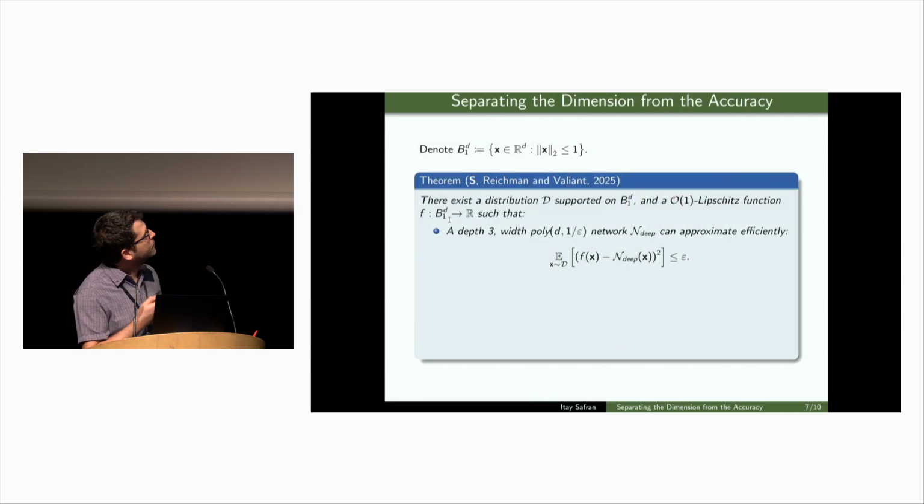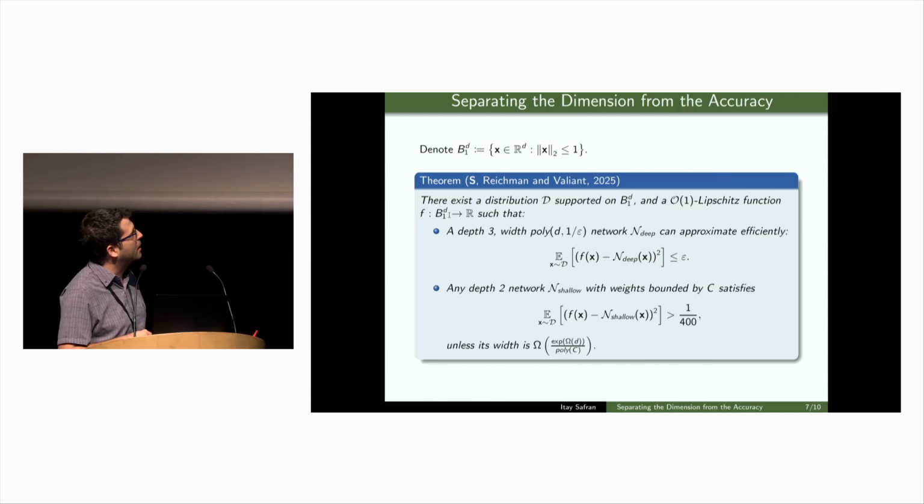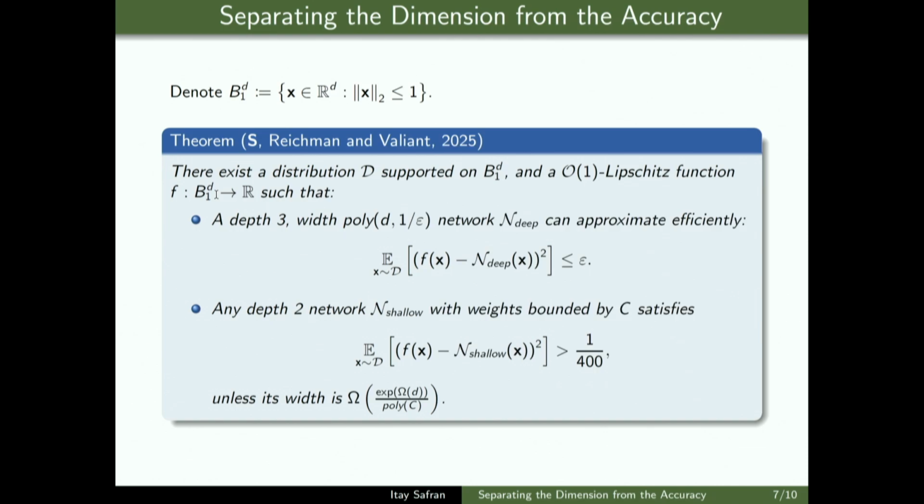Our result, more specifically, is the following, in the same flavor as the previous results. There exists a depth 3 approximation which is efficient, requires polynomial width in all the relevant problem parameters, where the distribution is supported on a domain of bounded radius, with respect to a target function which has a constant Lipschitz parameter, and where the accuracy lower bound for depth 2 is also an absolute constant. So we cannot approximate using depth 2 unless the width is exponential.